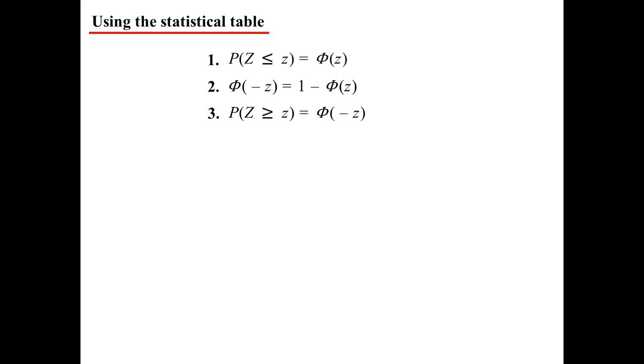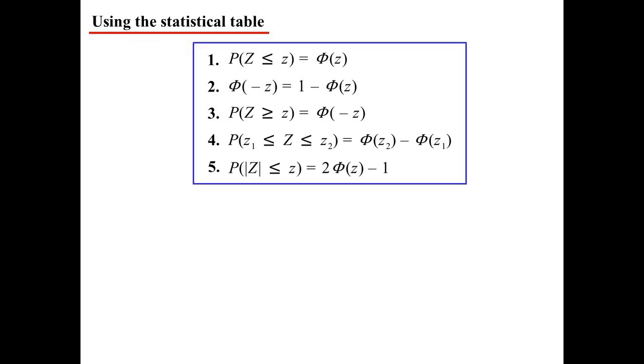So you've got Z and you want just the top half. Because it's symmetric, it's going to be exactly the same as if you go negative Z and bottom half. So you can do it that way, and then you could read off the tables. So if you want to work out in between 2 points, then you just subtract the two function values. And the final one I've got there, if you want the absolute value, then we go twice that value, but we subtract 1.